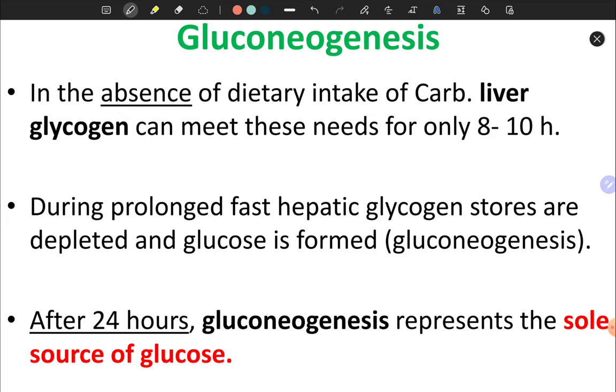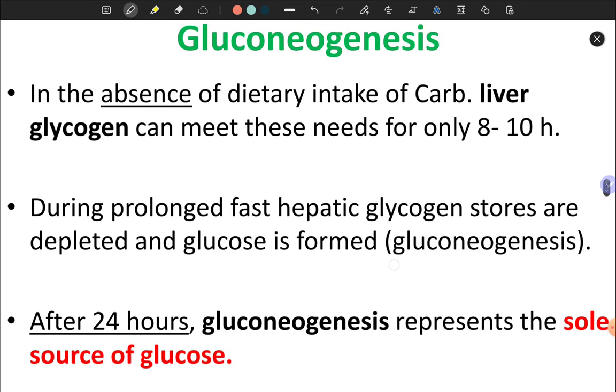Glucose is acquired through gluconeogenesis. So after 24 hours, gluconeogenesis represents the only source of glucose. If you go 24 hours without glucose, glycogen storage is depleted, and the key is gluconeogenesis, the generation of glucose from non-carbohydrate precursors.